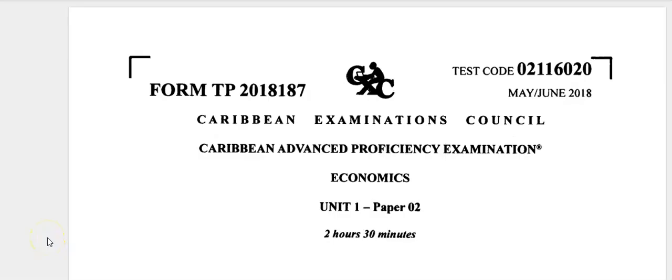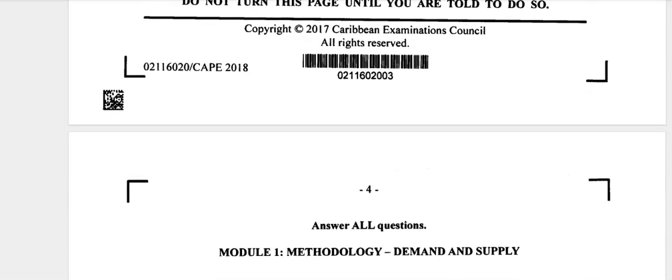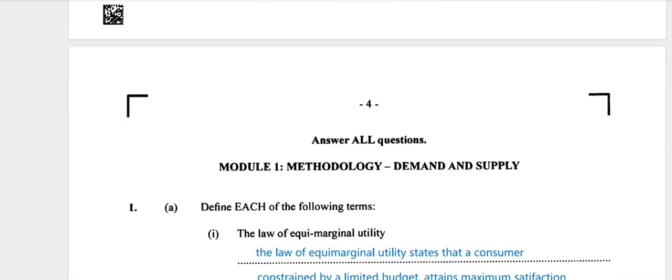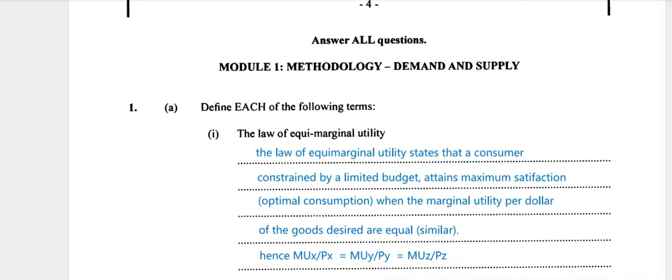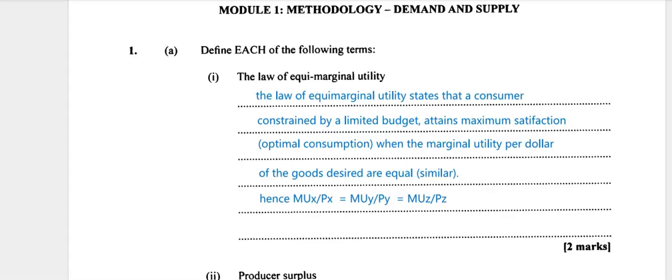Alright, so this is the paper and the first question is asking us to define each of the following terms, and those terms are the law of equi-marginal utility and producer surplus. So let's start with the law of equi-marginal utility.